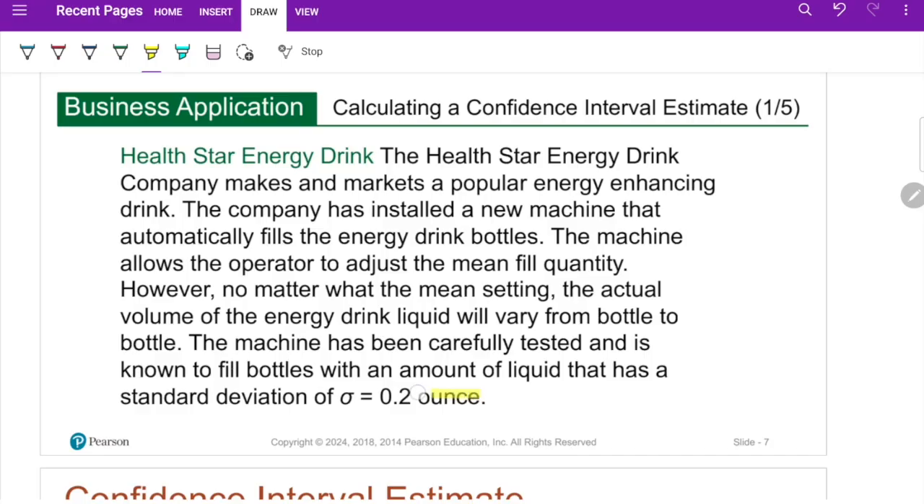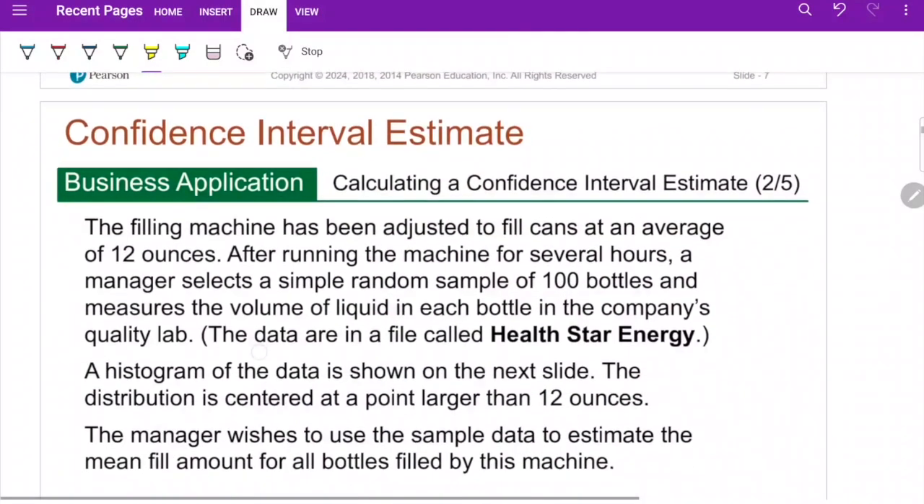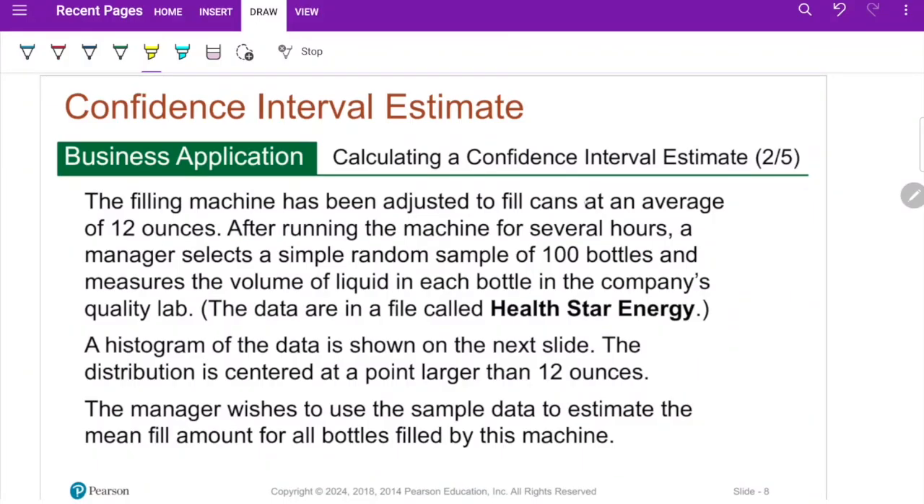So they tested the machines. There's some variation from bottle to bottle. The variation is about 0.2 ounces. The filling machine has been adjusted to fill cans at an average of 12 ounces. So this is the adjustment of the machine. This is the average of the population. I mean, this is the target average.